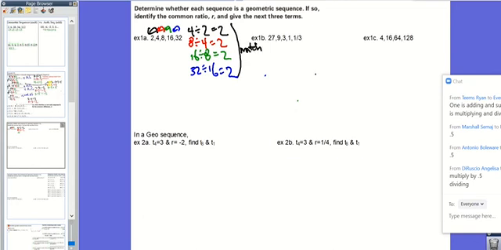So we are multiplying by 2 in this case, multiplying by 2 in that case, multiplying by 2, and multiplying by 2. It is a geometric sequence.